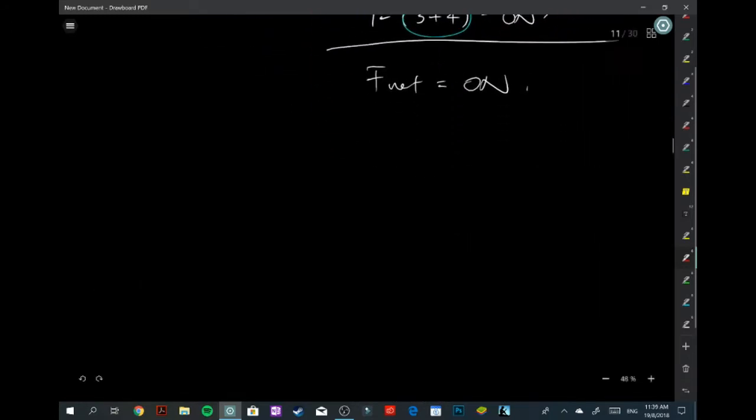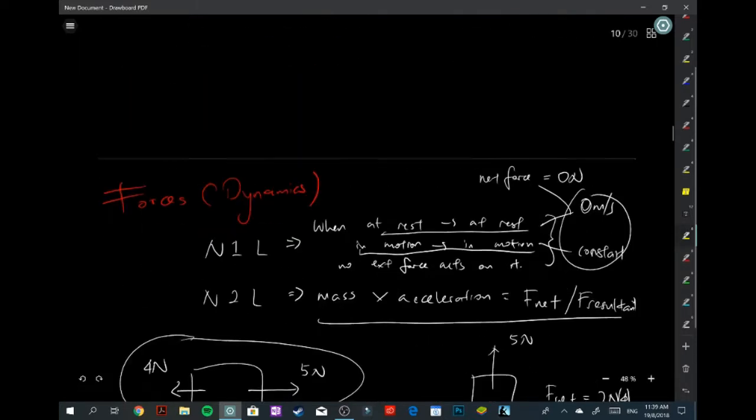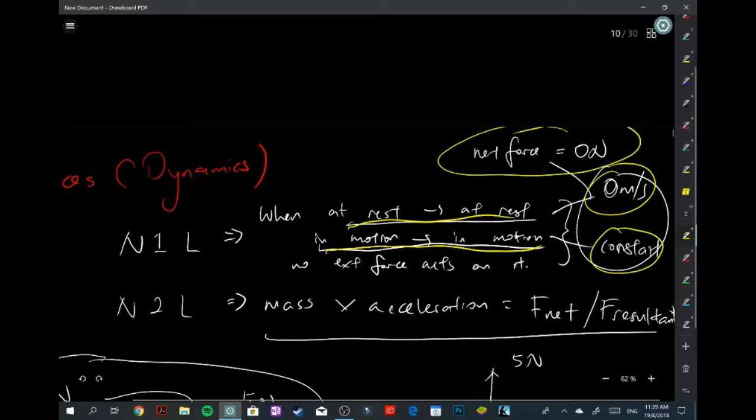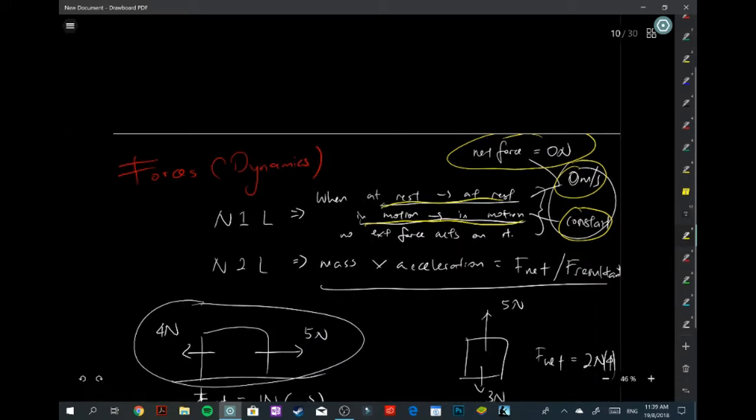Now let's look at Newton's first law again. It states that when an object is at rest, it will continue at rest, so we have 0 meters per second. When it's in motion, it will continue in motion, so that's constant speed. All these link up to net force being 0 Newton. Net force being 0 Newton is one of the conditions for equilibrium. The other condition is that the net moment must be 0, so that it does not rotate.